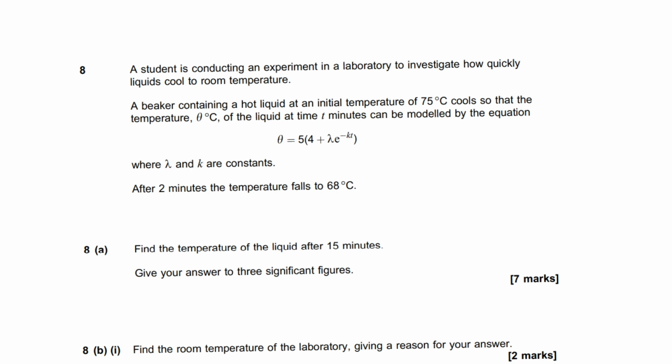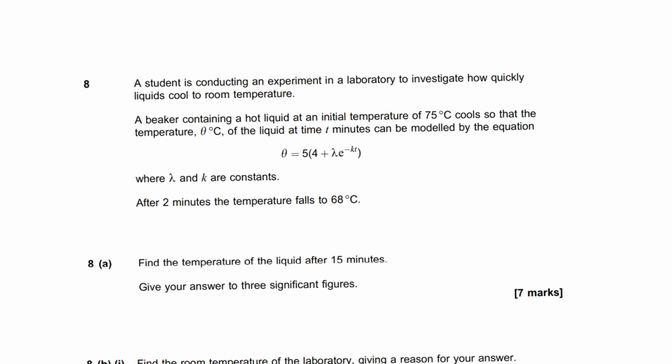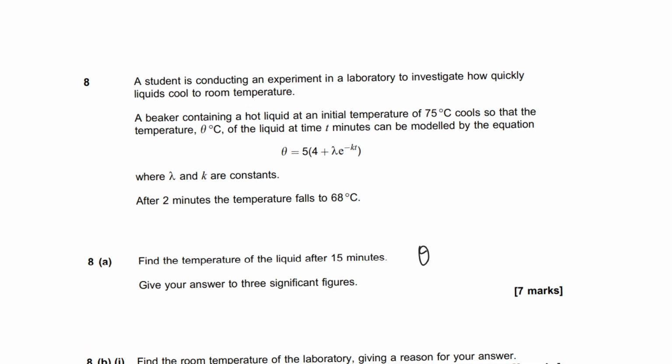Well, first of all, if we know that after 2 minutes, let's write that formula first. So actually, in this scenario, we don't even need to write that formula. So theta being our temperature is equal to 5(4 + λe^(-kt)), where k is our constant, and we don't really know what k is yet. So yeah, we will need to work it out using this. So I'll just put minus k, and then in terms of 15 minutes.